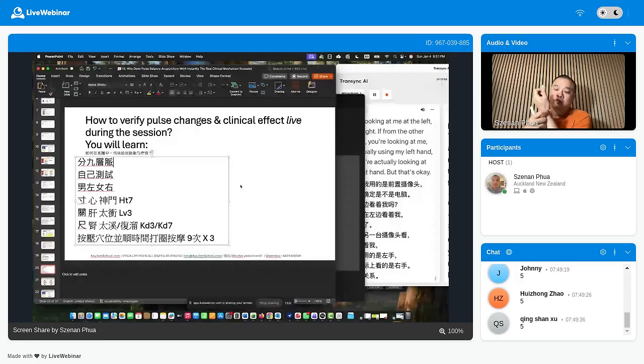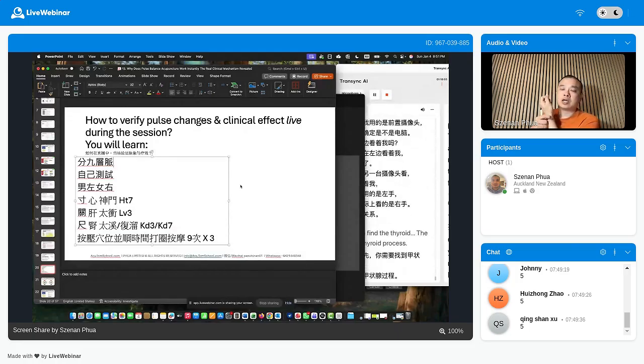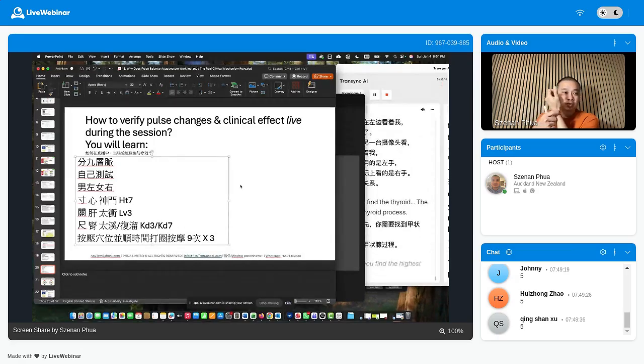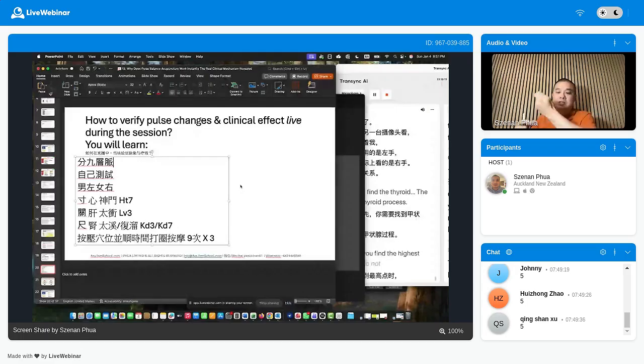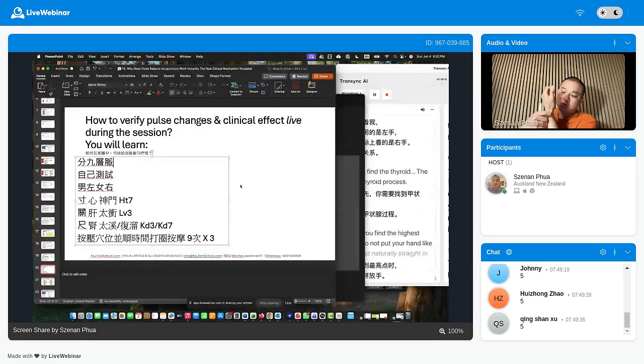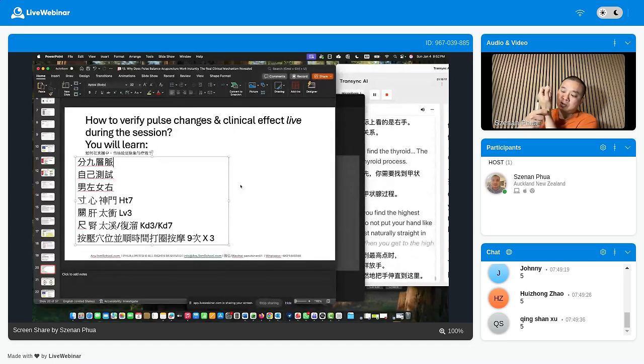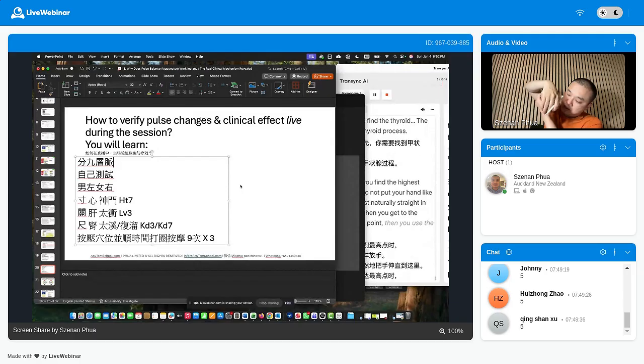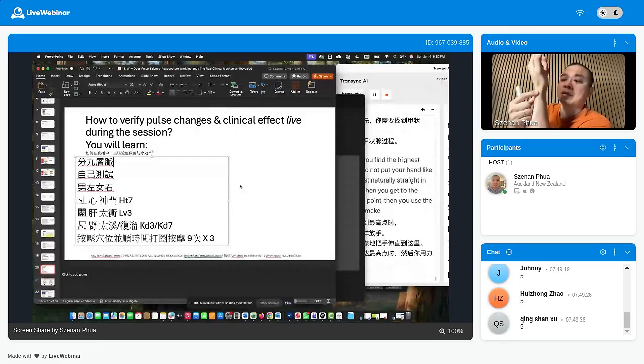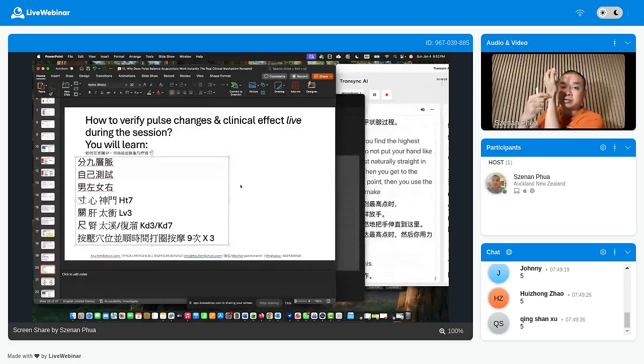So first you need to find the radial styloid process. 桡骨茎突. When you find the highest point, do not put your hand like this, just naturally straight in here. When you get to the highest point, then you use the pen to do this. Mark it on the highest point, in the middle of the highest point.